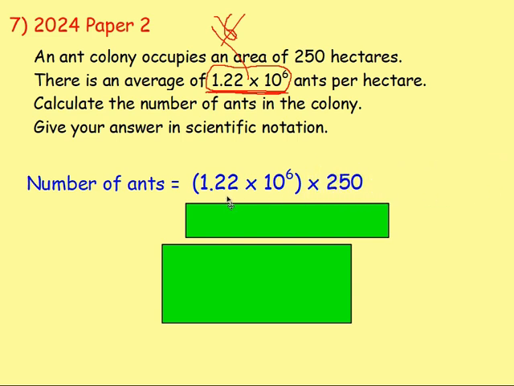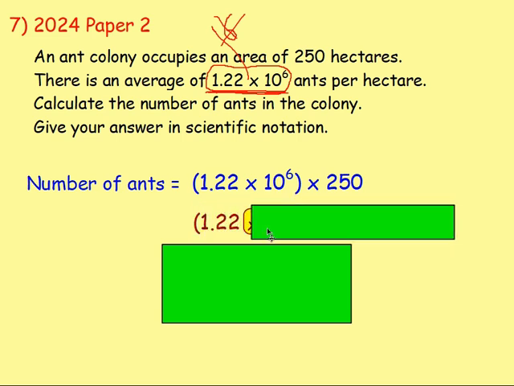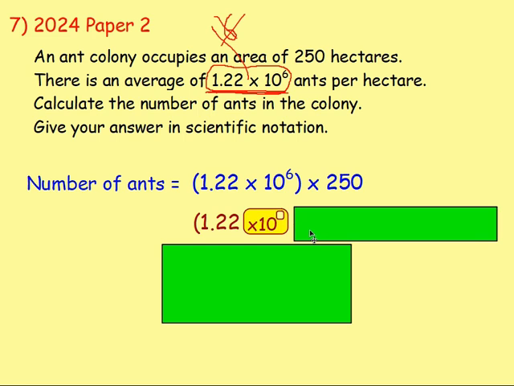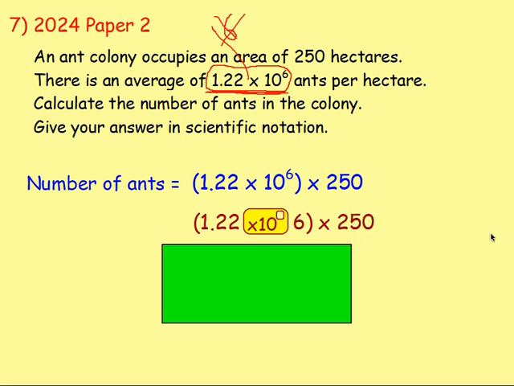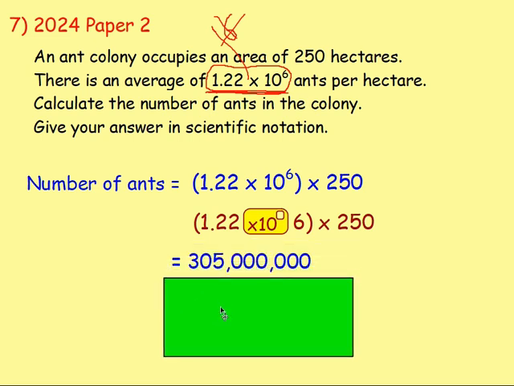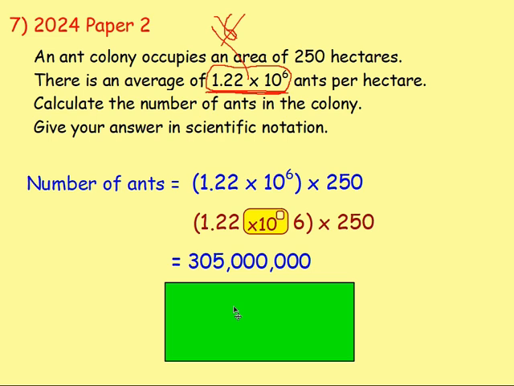So the 1.22 times 10 to the power of 6, if you type that into your calculator, you'll be putting in 1.22 and then the times 10 to the power of button and then 6. Or however you put that into your calculator and then times that by the 250. If you type that in, you end up with 305 million. But we're wanting that in scientific notation.